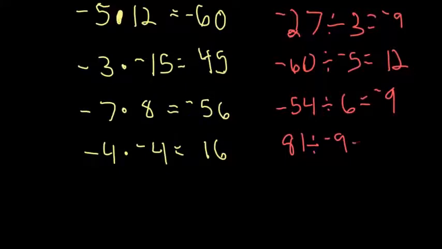And then 81 divided by negative 9. 81 divided by 9 is 9. And a positive and a negative make negative.